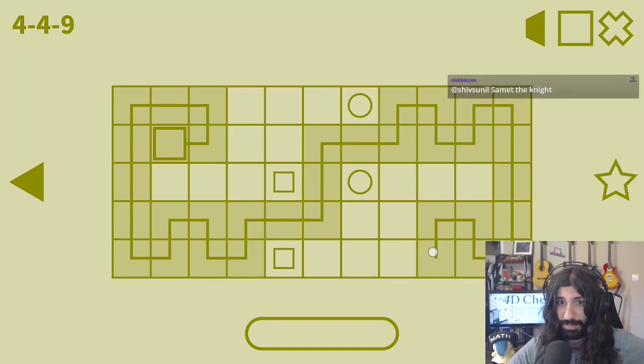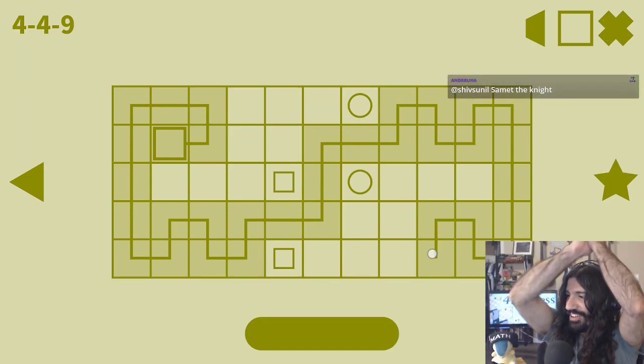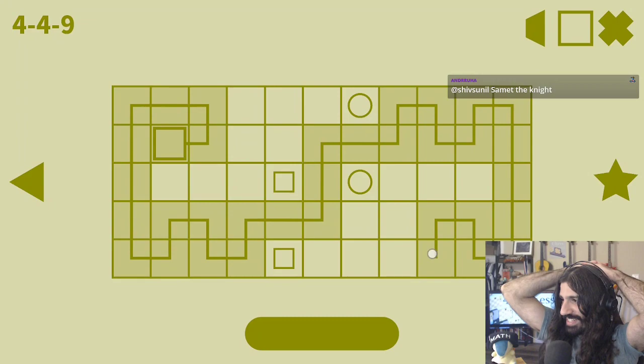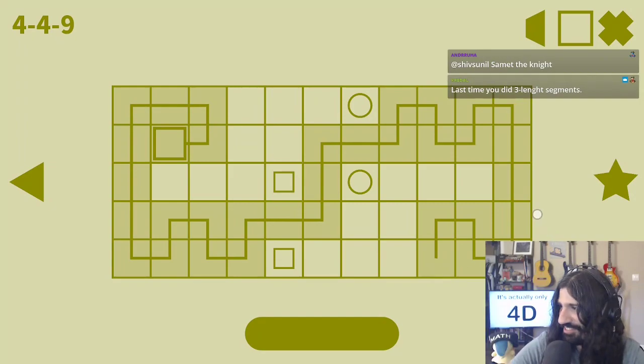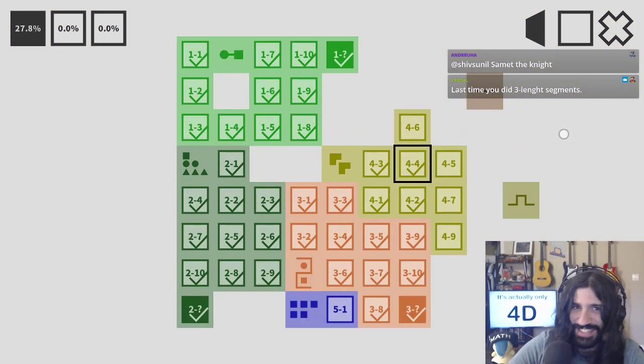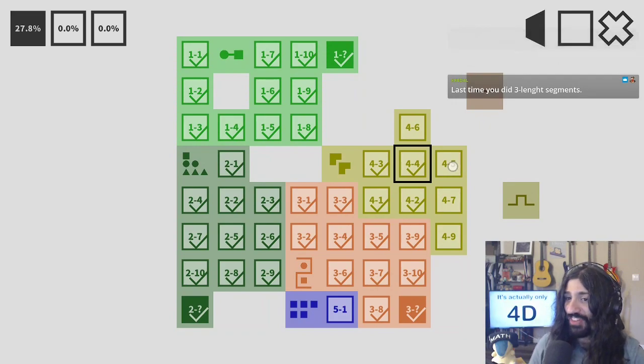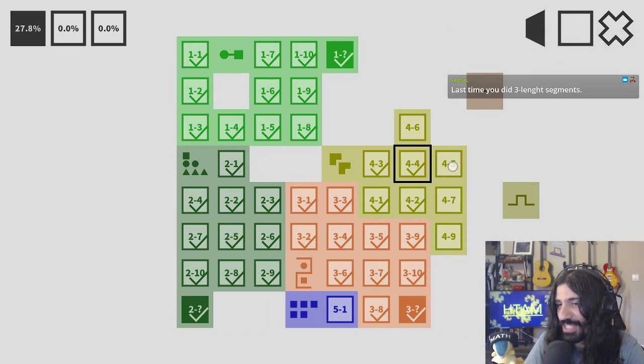Is this the same shape? Yay! Okay, we did the thing. All right, fantastic. Just make L's. Whatever, we did it. Okay. All right, 4-5. This is a new territory. Well, maybe we started it last time, but we haven't finished it.